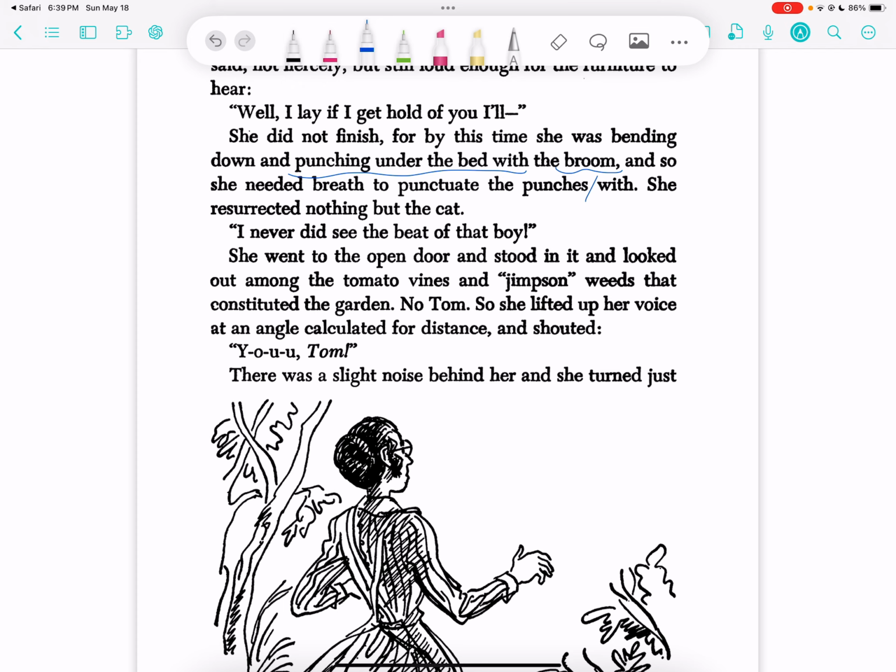She went to the open door and stood in it and looked out among the tomato vines and the jimson weeds that constituted the garden. No, Tom. So she lifted up her new voice at an angle calculated for distance and shouted, "You, Tom!" She's yelling loud and clear. Where is Tom, right?